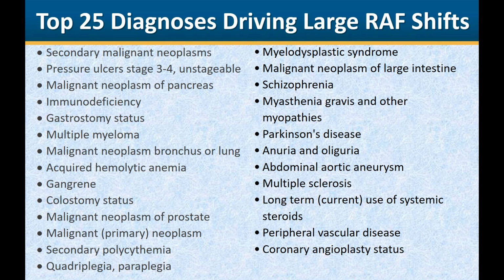So documenting metastases, secondary malignant neoplasms, that one surprised me. The next one, the pressure ulcers, stage 3 and 4, also surprised me a little bit. I knew they were important, but they're a huge driver for RAF shifts. So if you're trying to figure out some things to focus on, because HCCs and RAFs are just too big, this would be a list for you to study and start looking at.